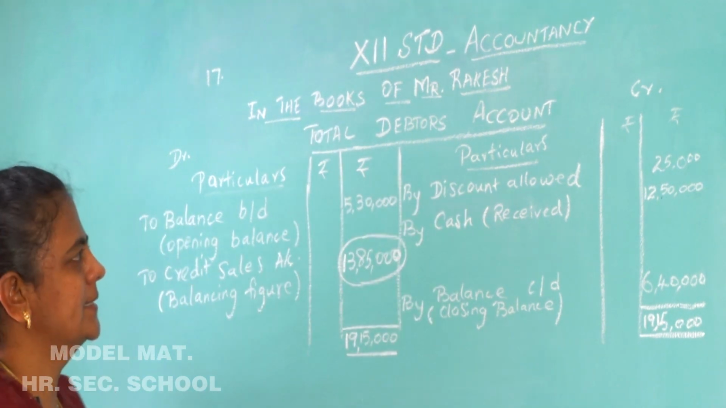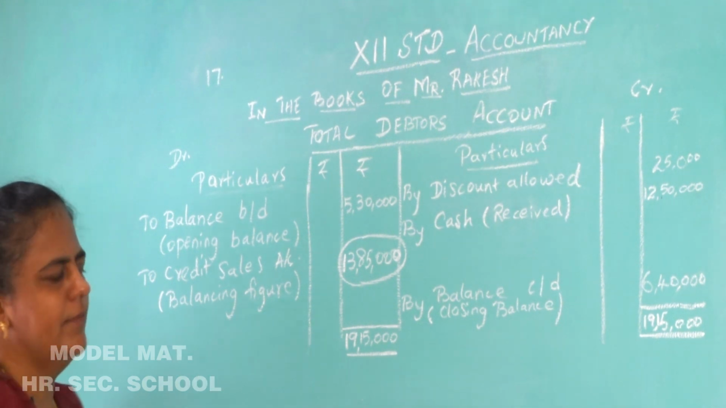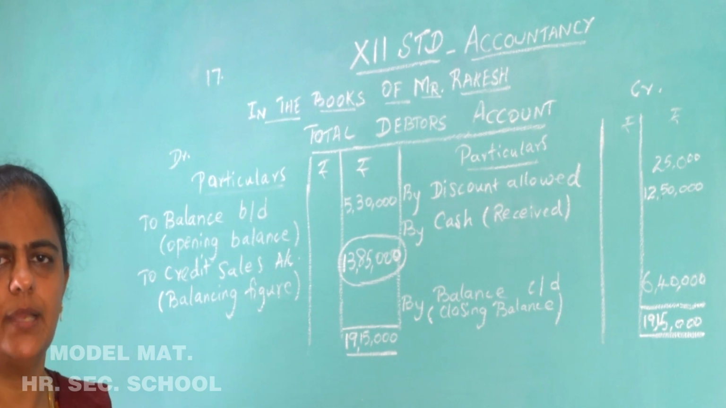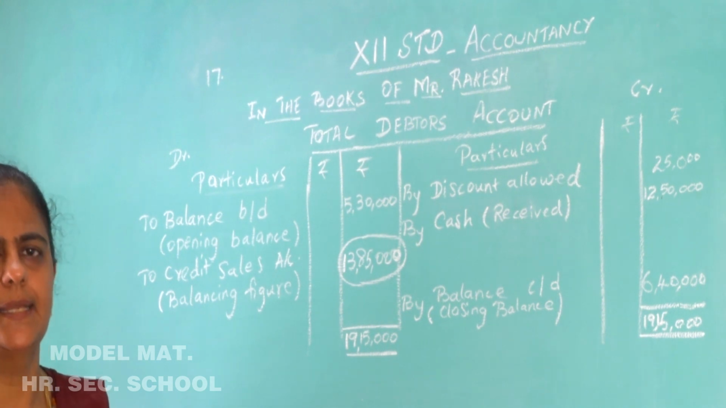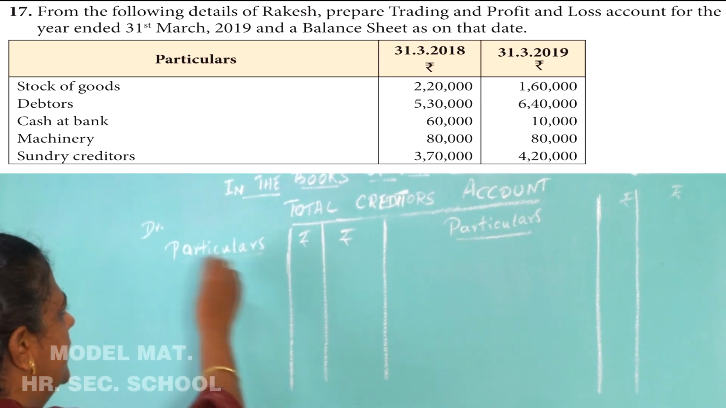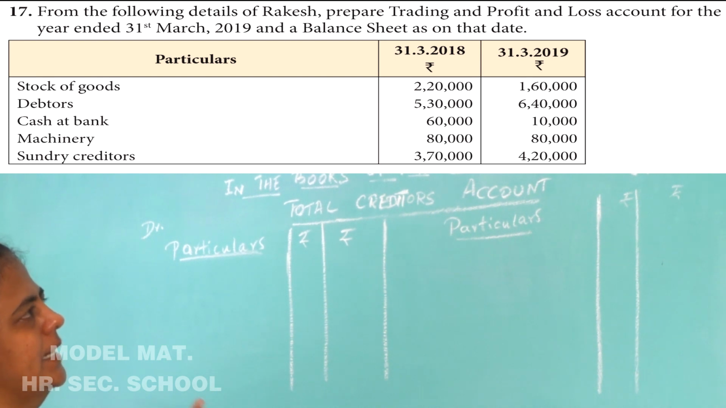Next, you have to calculate. Now you got credit sales. Same way you have to calculate credit purchases. So, to calculate credit purchases, what you have to prepare? Total creditors account. Okay. Now, you have to prepare total creditors account to find out credit purchases. So, now you see the question, children. Sundry creditors at the beginning is given and sundry creditors at the end is given. Sundry creditors at the beginning is the opening balance and sundry creditors at the end is the closing balance.